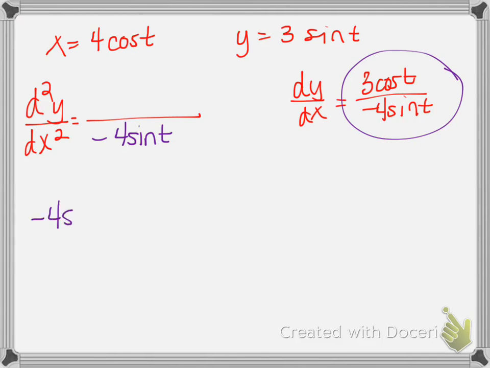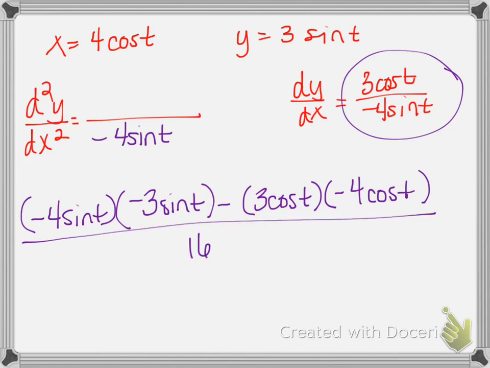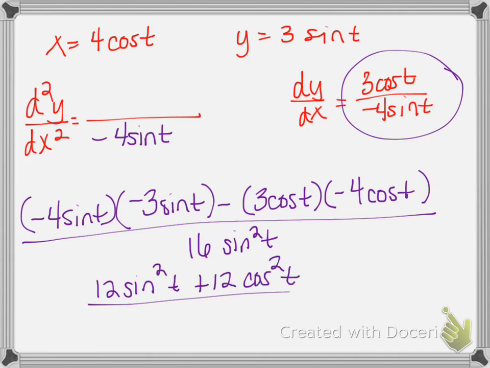So I'm going to do the bottom times the derivative of the top minus the top times the derivative of the bottom over the bottom squared. And it's going to look strange, but that's what's going to happen. It's going to be 12 sine squared of t plus 12 cosine squared of t over 16 sine squared of t.